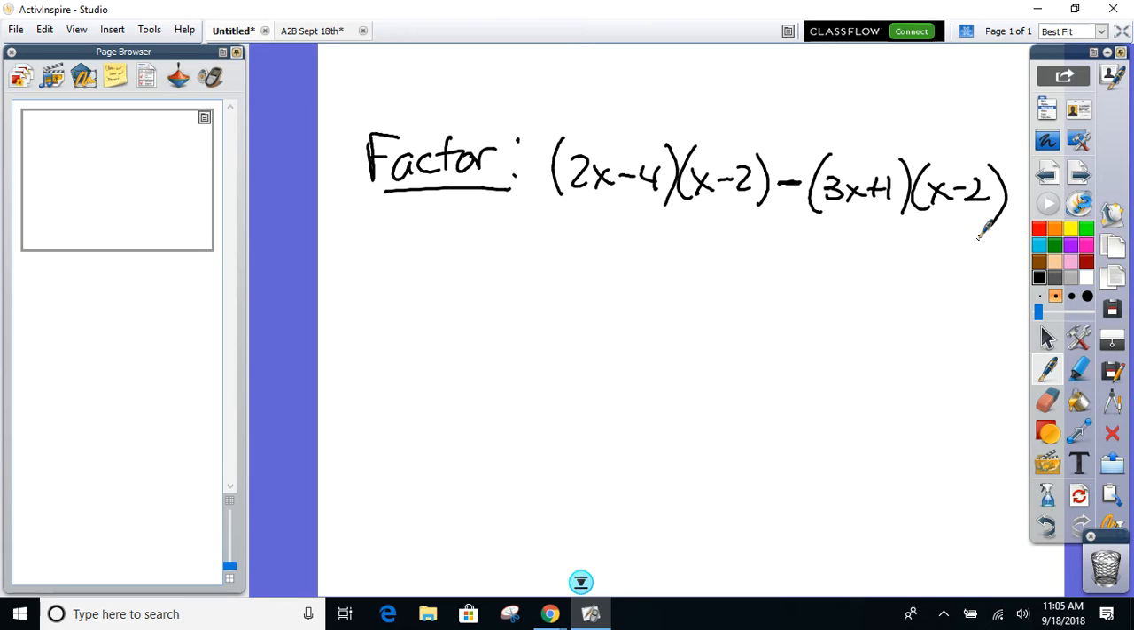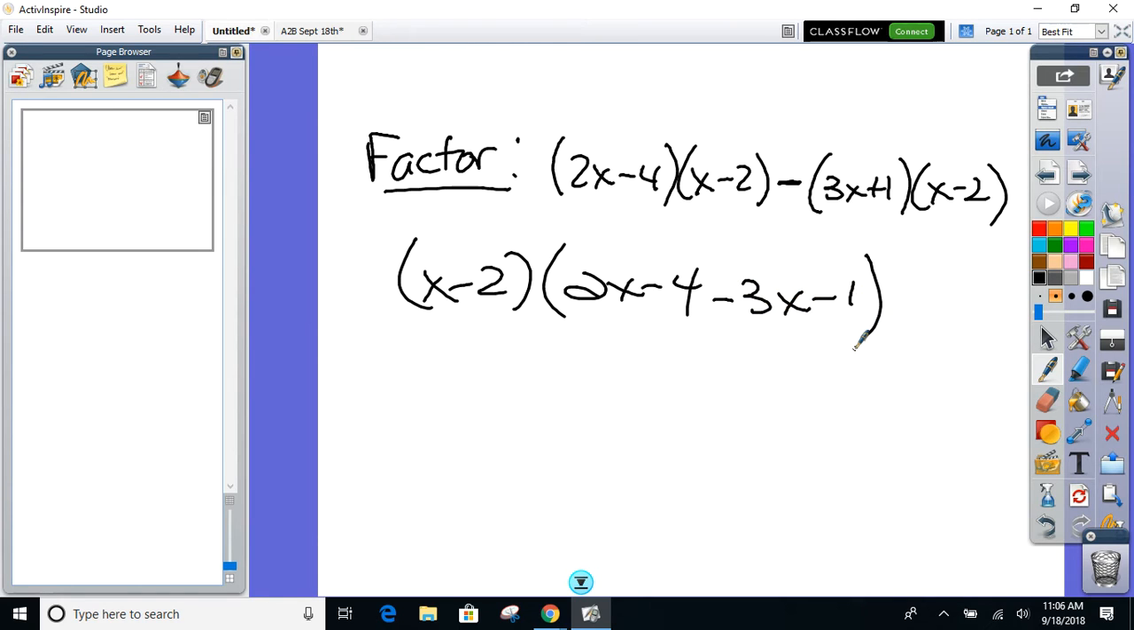Okay, so take it out like it's a GCF. Let's take out the x minus 2. When you take out the x minus 2 on both sides, what are you left with on the left side? 2x minus 4. What are you left with on the right side? You think it's 3x plus 1, but what did I put in the middle there? Negative, so it should be minus 3x and minus 1. Yep, because you got to distribute that negative sign through.